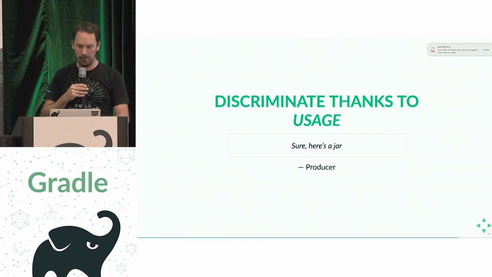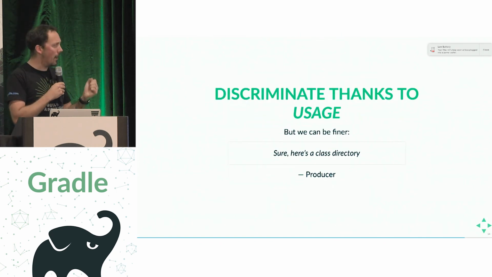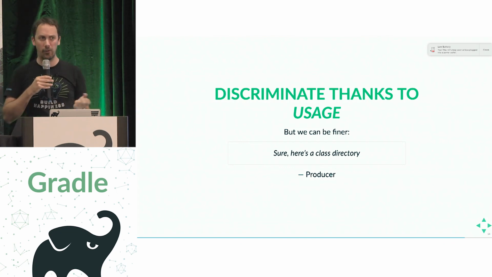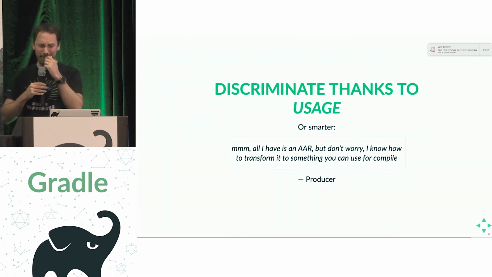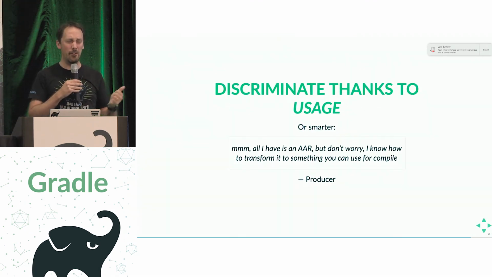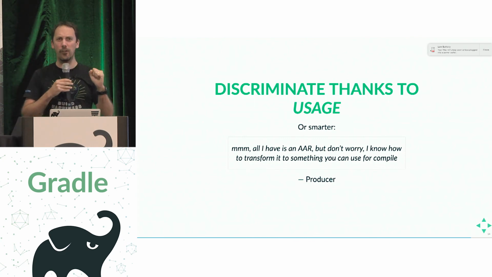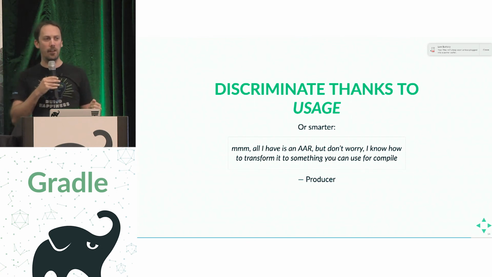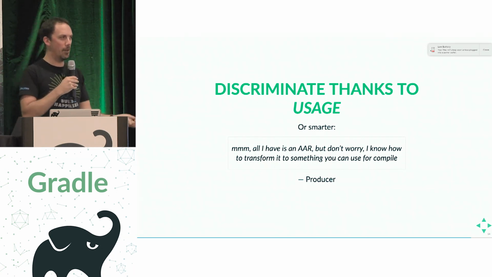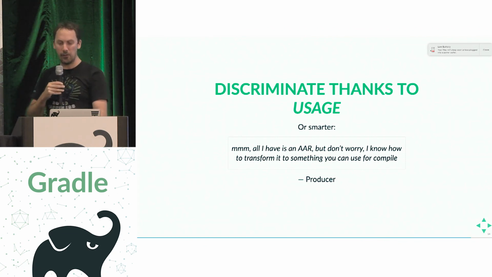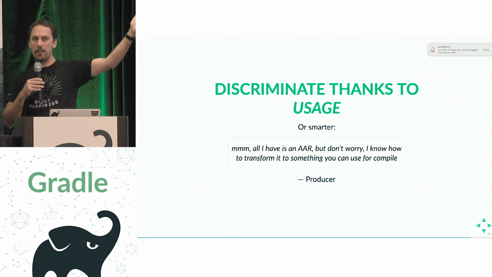But the jar is only one variant, one solution that the producer gives you. But maybe it can be smarter. It can tell, hey, actually I have a class directory. Maybe it's fine, you know? You don't need to process the resources. So only the class directory should be enough for you to compile against me. And maybe it's going to say, I'm sorry, I don't have a class directory, I don't have a jar, but I have an AAR. But actually, I know how to transform an AAR into something that you can use to compile against me. I know that I can unzip, and in the unzip, there's going to be a class directory. I'm going to provide it to you. Don't care. So 3 variants: class directory, jar, AAR.